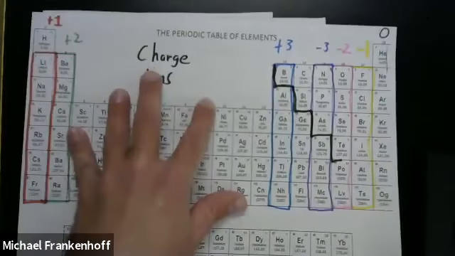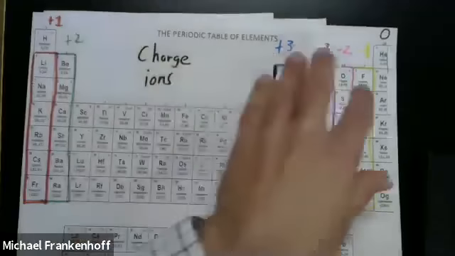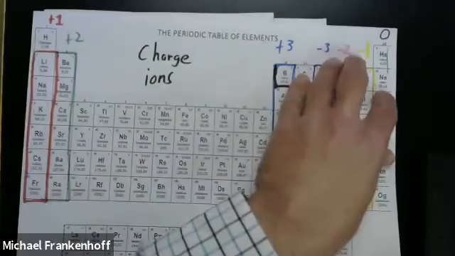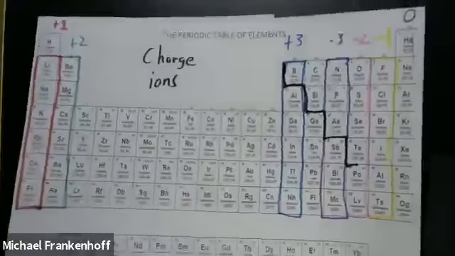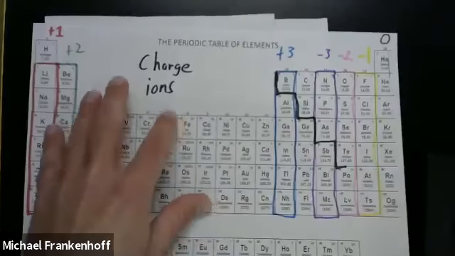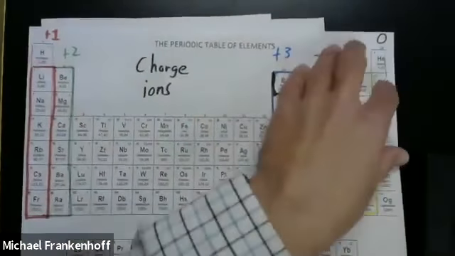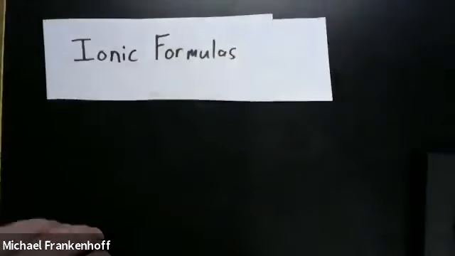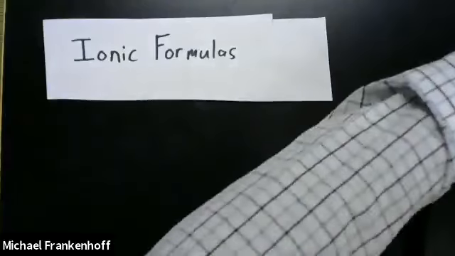These guys get positive charges because they lose electrons. These guys are negative because they gain electrons. So these are positive ions, we call them cations. These are negative ions, we call them anions. So let's talk about how we're going to write some ionic formulas. How would we know they have to go together?